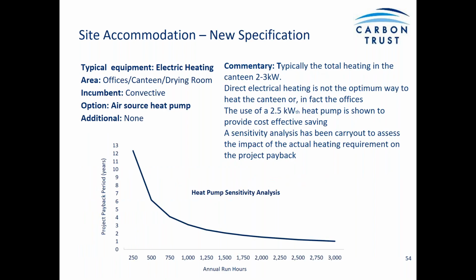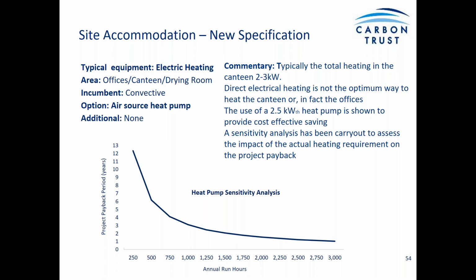So we looked at options then, just to do some cost sensitivity analysis on replacing the electric heating in, well, actually all areas, but being specific to the drying room. That's to replace the convective with an air source heat pump. You're typically talking about maybe a 2.5 kilowatt thermal heat pump, which would provide an equivalent to the incumbent heating.